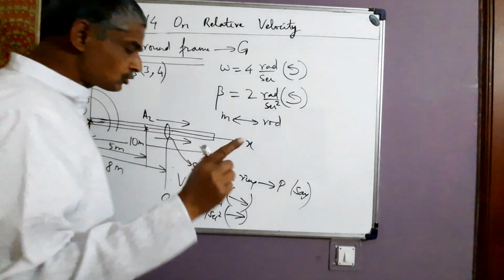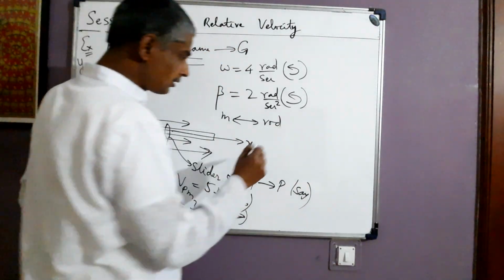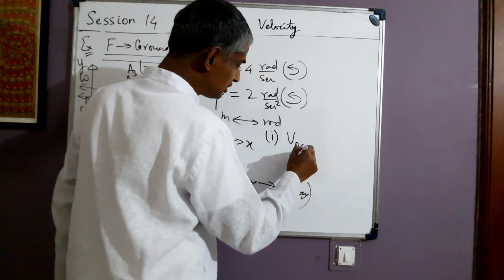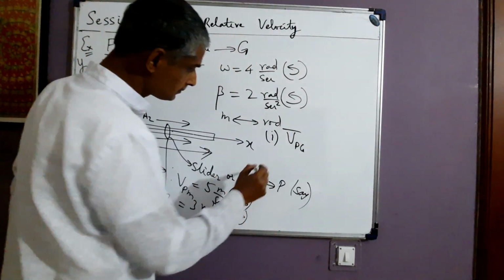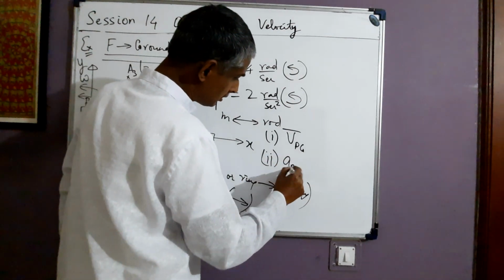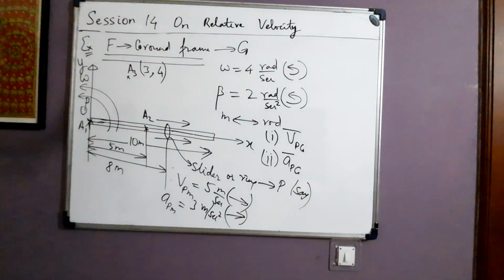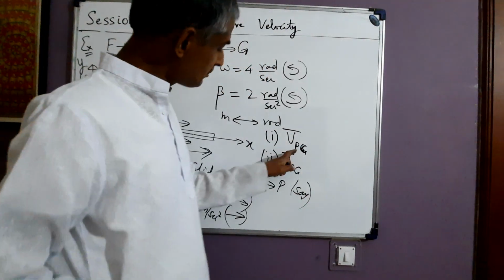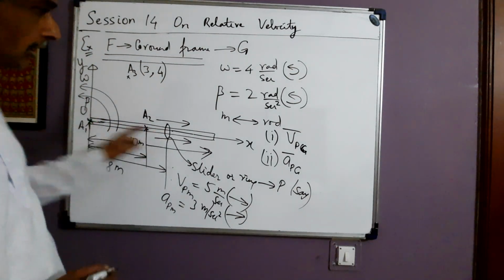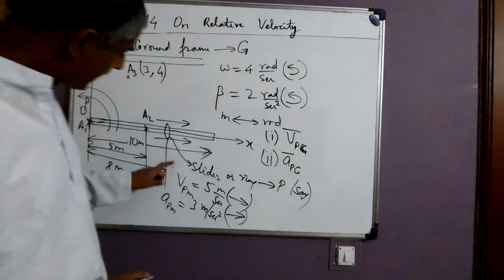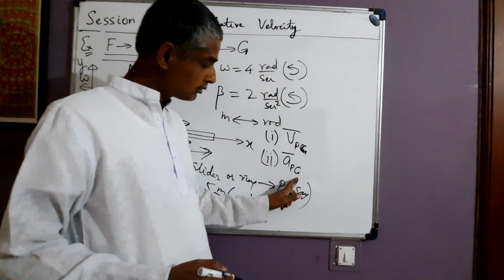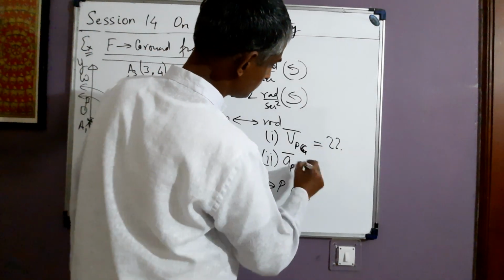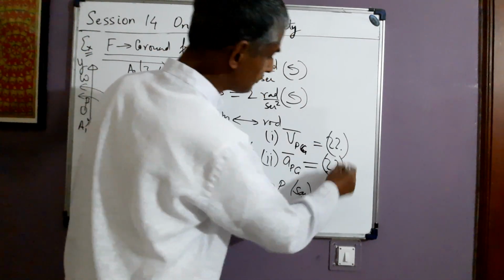Now our aim is to find two things. First we have to find what is the value of VPG in IJ notation. And second we have to find what is APG. VPG meaning velocity of slider with respect to ground at the given instant in IJ notation. And APG meaning acceleration of slider with respect to ground at the given instant in IJ notation. So these two things have to be calculated.